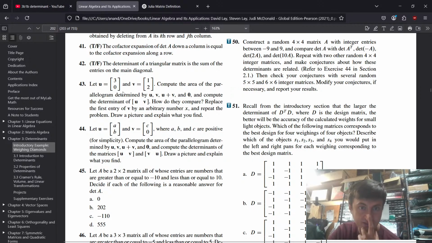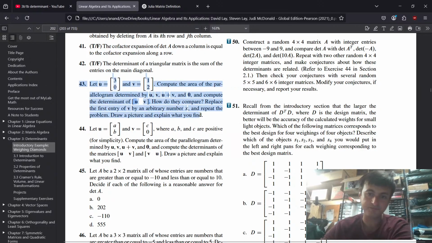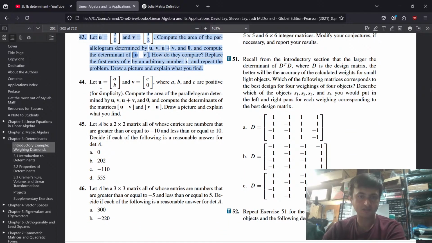The only thing that we didn't do here, actually, in 43, is we did not compute the determinant of the columns. So if we did 3 times 2 is 6 minus 0. So, in fact, the area of the parallelogram is equal to the determinant. And so this is probably one of the best problems in the section so far. So we're not going to do this one.